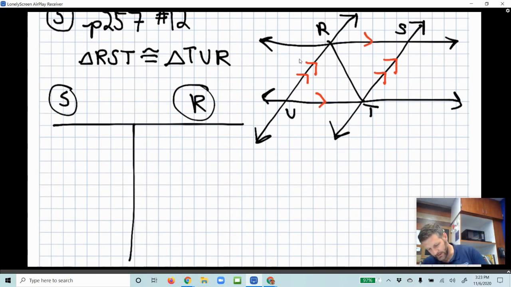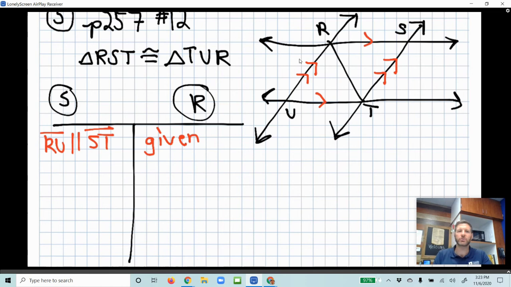Put my little dividing line here. And so what did they give us? Well, what they gave us was that we have sets of parallel lines. Okay, they have told us, let's go big red, according to this, RU is parallel to ST. How do I know that? It was marked, so that counts as given. And so now you should immediately go, parallel lines. That means transversal, alternate interior angles.